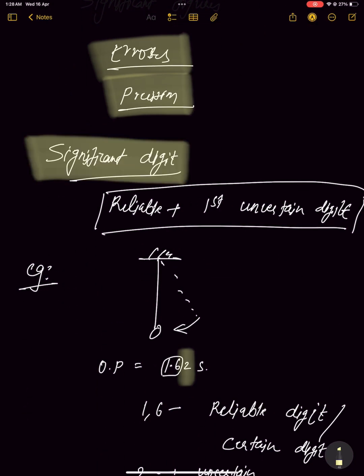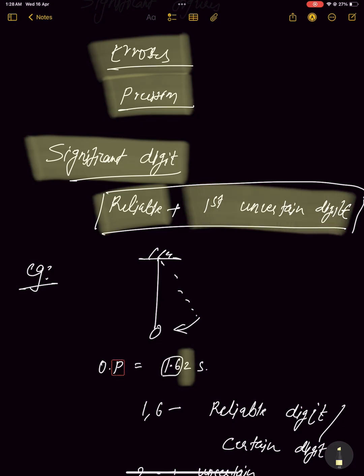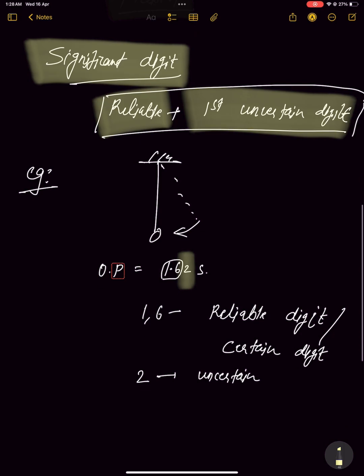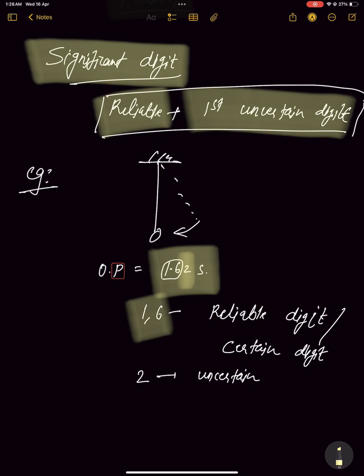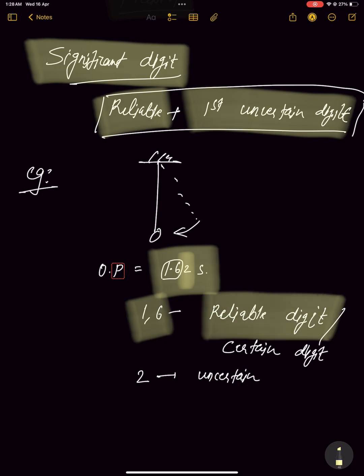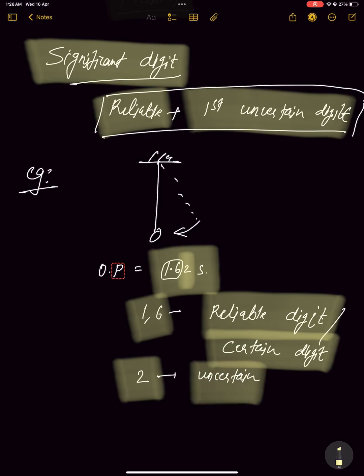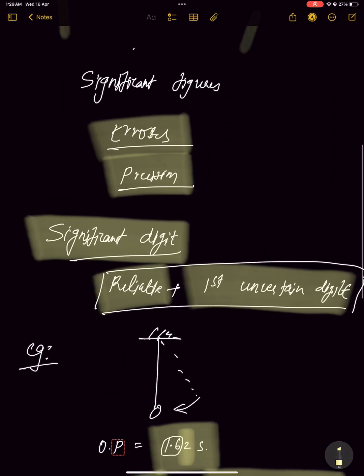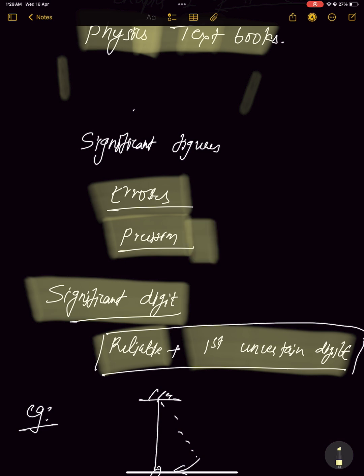So significant digit is the combination of reliable digits and first uncertain digit. So let's say there is a pendulum whose period of oscillation is 1.62 seconds. Okay. So 1 and 6 will be reliable digits or certain digits you can say, and 2 will be uncertain, right? Uncertain digit. So we talked about precision. So what is precision? Precision depends on the least count of the measuring instrument.